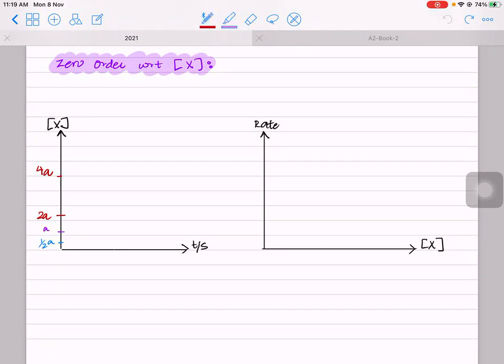What do you mean by zero order? Zero order means that no matter what you do to the concentration, the rate will be unaffected. That is what zero order means, that rate is unaffected by the change in concentration. And over here, I am taking my reactant to be X. So if you say rate is zero order with respect to X, that means no matter how much you change the concentration of X, it will not affect the rate of the reaction. It will remain unchanged.